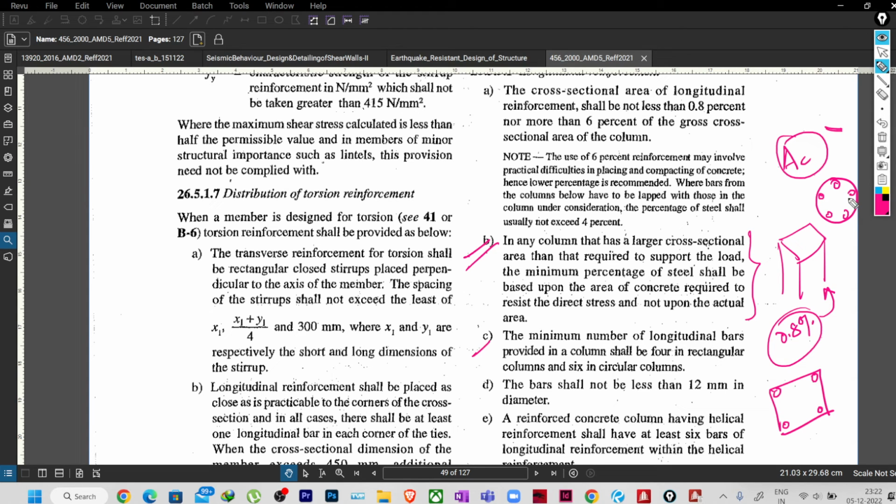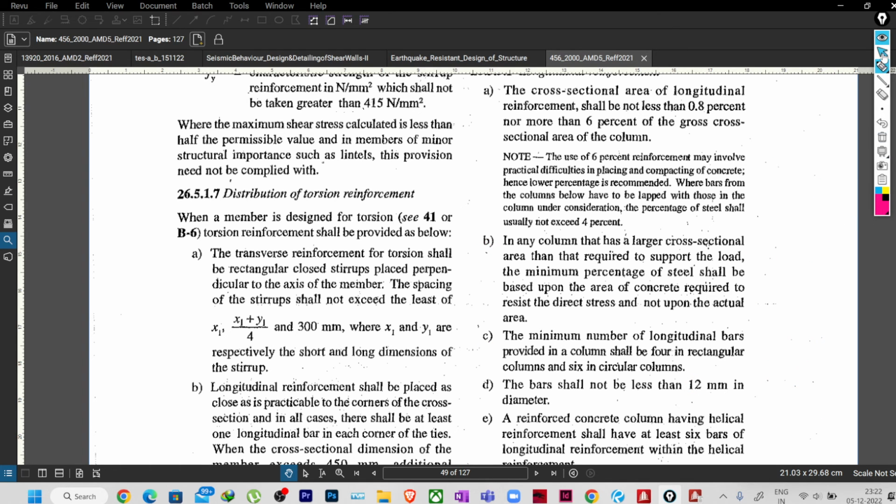Okay, 5, 6. Okay, 6 bars you need to provide. The bar shall not be less than 12 mm. So we cannot use any bar which is less than 12 mm. Actually, we do not use 12 mm also. We start using from 16 mm in general.